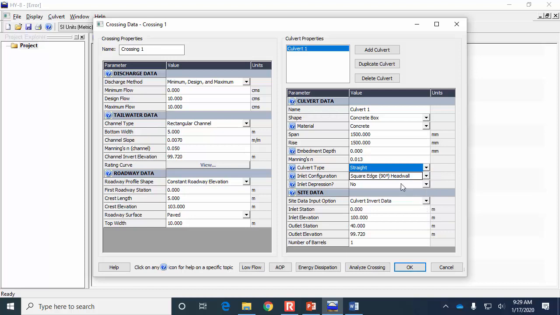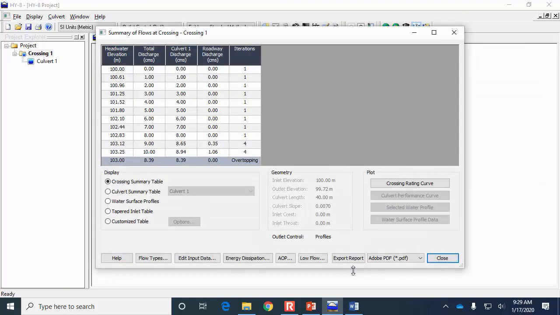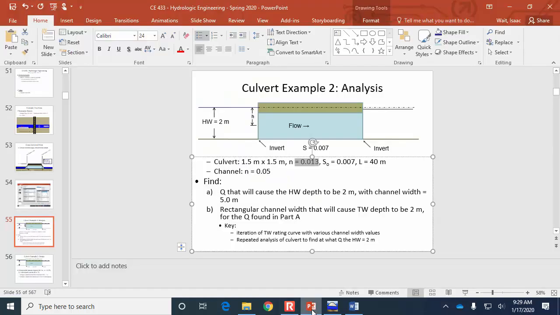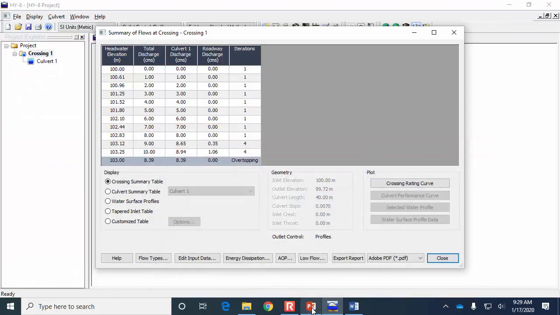All right, I think we have everything we need. We tell it how much water is going through there. We tell it the downstream conditions, how high the road is, the culvert parameters. We can click Analyze Crossing. And the question we're answering here is, what flow rate causes the headwater depth to be 2? So headwater elevation, you see 2.1. It looks like the discharge is 6.